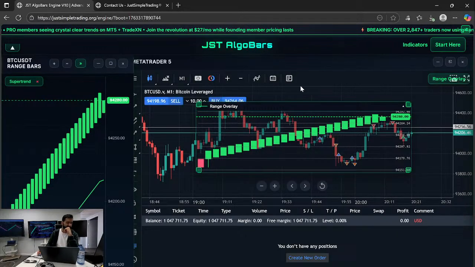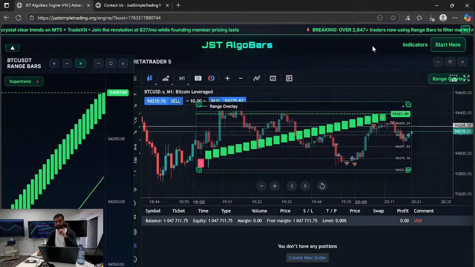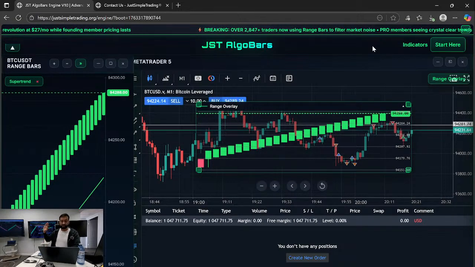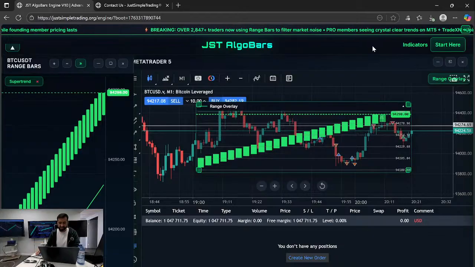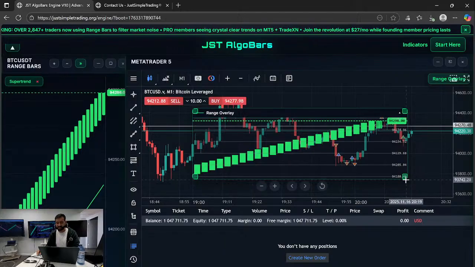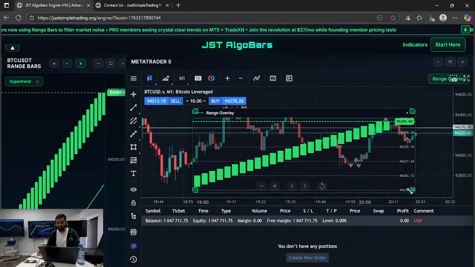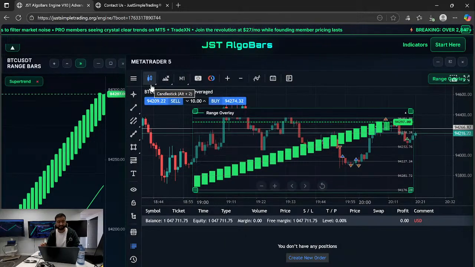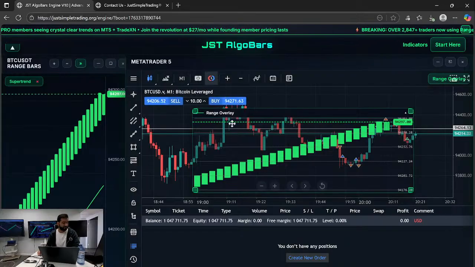Are the training videos for this in the school? Yes, we're also going to be updating the training videos very soon to go over exactly how to use this new system. There'll be all the videos soon, but in the meantime, you can watch exactly how the range bars work and how you can actually use them.